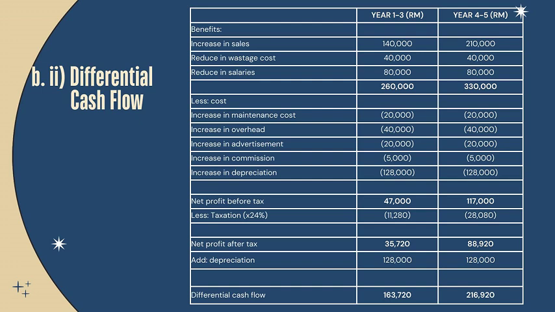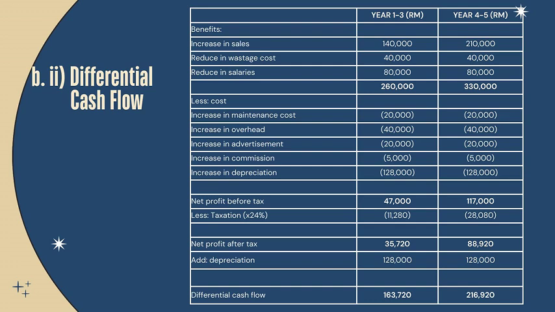We are seeing an increase in sales, less wastage, and trimmed salaries. For year 1 until 3, we got 260,000 ringgit, and for year 4 until 5, it gets even better, which is 330,000 ringgit. Not bad, right? Now, let's talk about the cost, because nothing comes for free, right? Of course, we need to consider the cost. For the cost, we got maintenance, overhead, advertisement, commission, and depreciation. This cost totals 213,000 ringgit in both periods. Got to spend to grow, right?